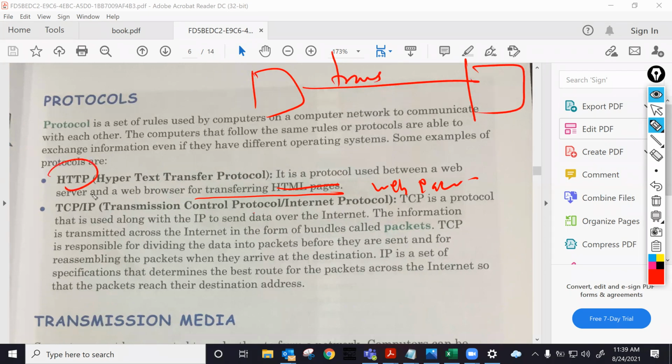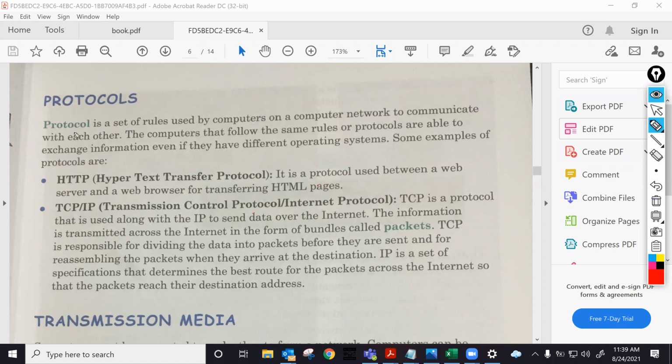Remember, even if your book does not teach about HTTPS, I taught you this because it is the latest trend. But for the exam purpose, you will get HTTP.